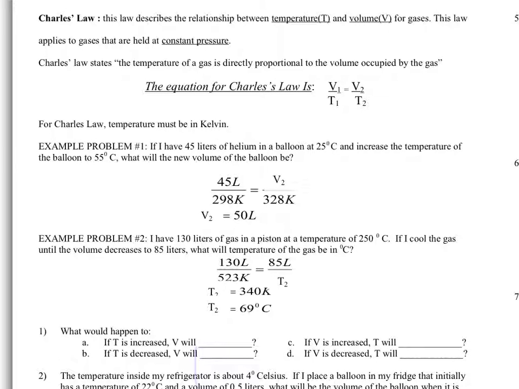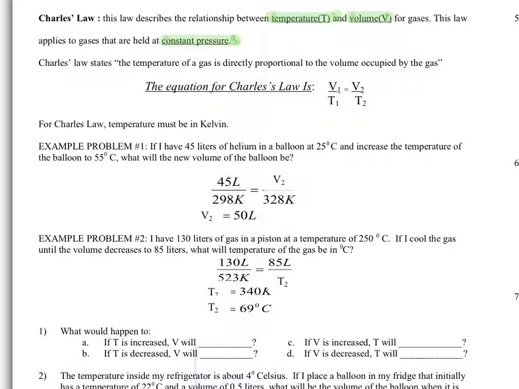So Charles' law describes the relationship between temperature and volume at constant pressure. Yesterday we talked about Boyle's law. Boyle's law was pressure and volume at constant temperature. So we're going to be comparing all these different relationships.